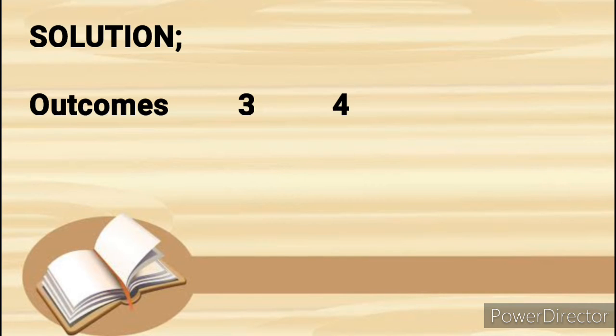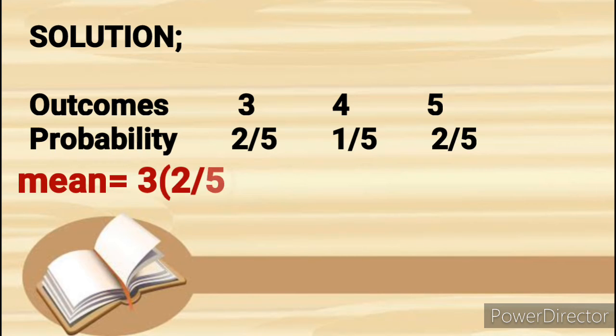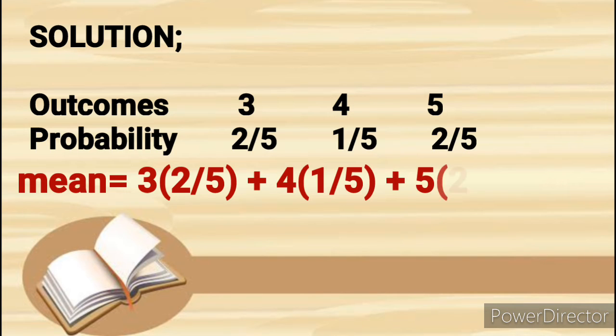The probability of getting number 3 is 2/5. The probability of getting number 4 is 1/5, and the probability of getting number 5 is 2/5. First, let's solve for the mean. Mean is equal to 3 times 2/5 plus 4 times 1/5 plus 5 times 2/5 is equal to 4. And we can solve for the variance.